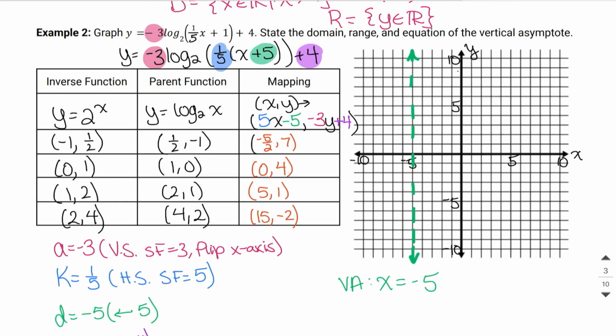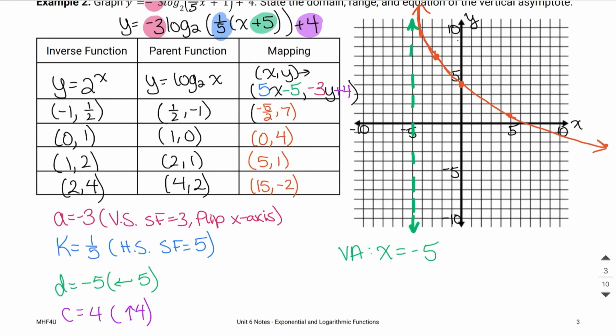And now I can plot out my points. The first point I see here is negative 5 over 2, which is negative 2.5, and then it's at 7. The next point I have is at 0, 4. The next one is at 5, 1. And then the next one I have is at 15, negative 2. So it's going to be down here. And I also have this vertical asymptote. So I know that my graph is going to look something like this. Okay? And I have arrows on both sides.